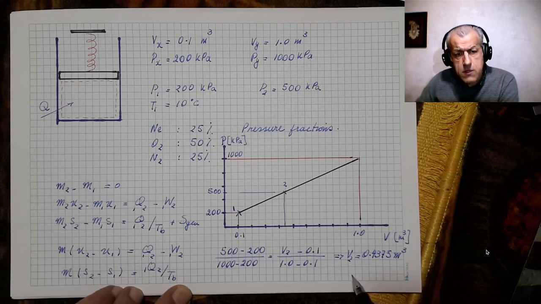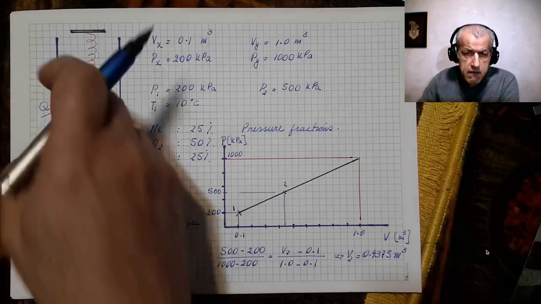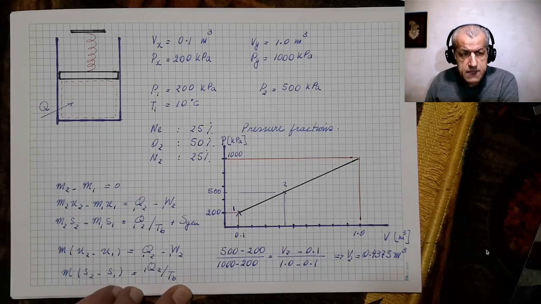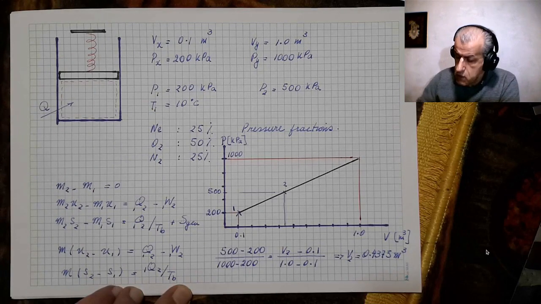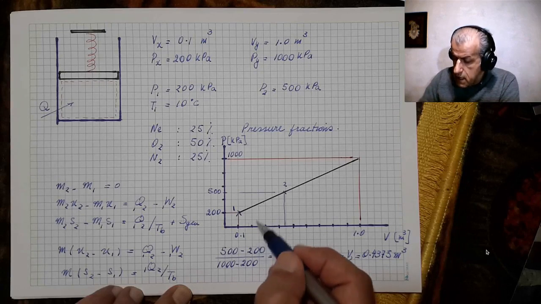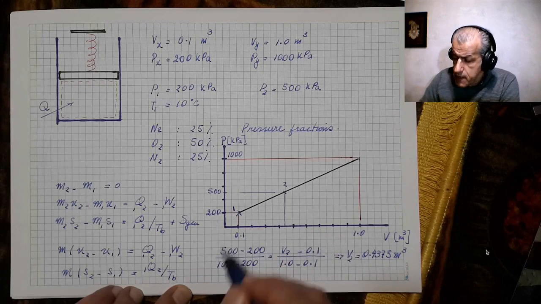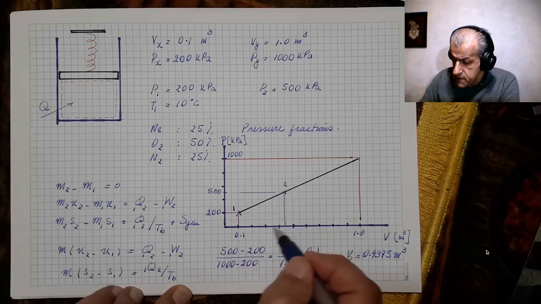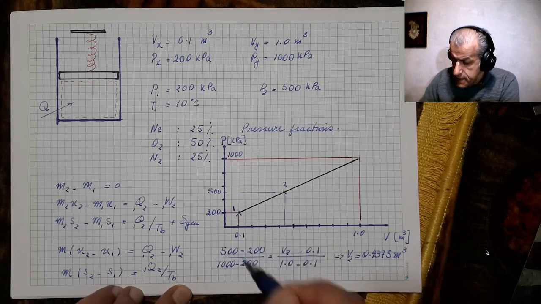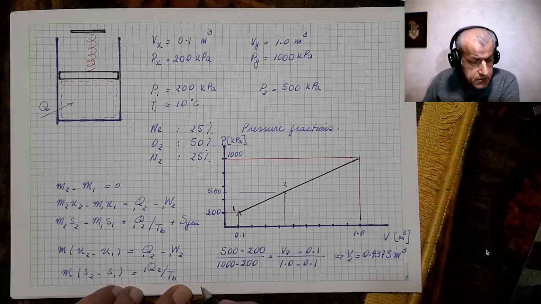And in fact, to calculate work, we don't need anything more. We don't need to know whatever there is inside this cylinder. And calculating work would be just the area underneath this curve, underneath this line. And this area is simple to calculate.